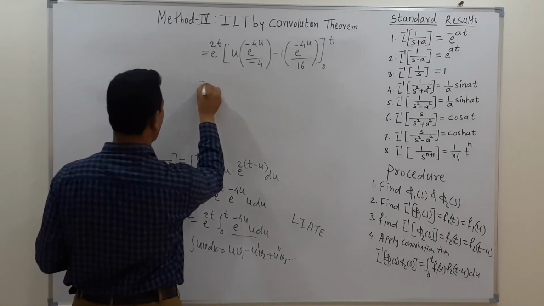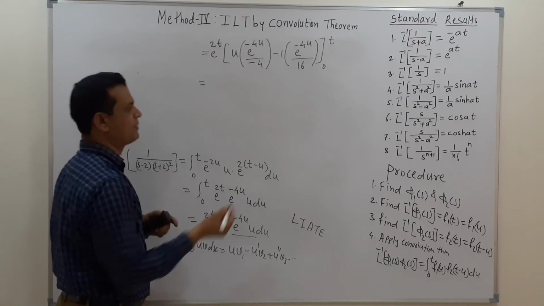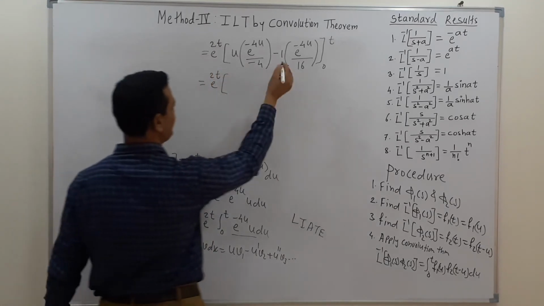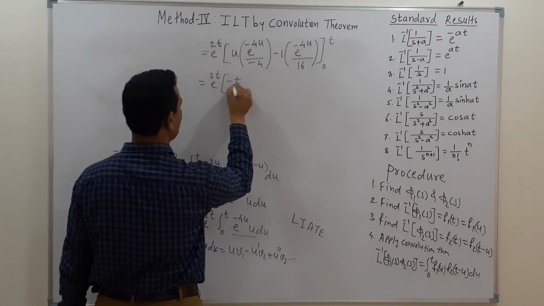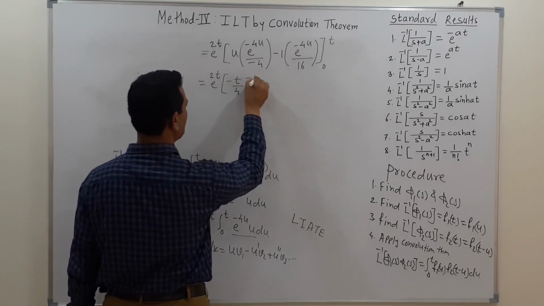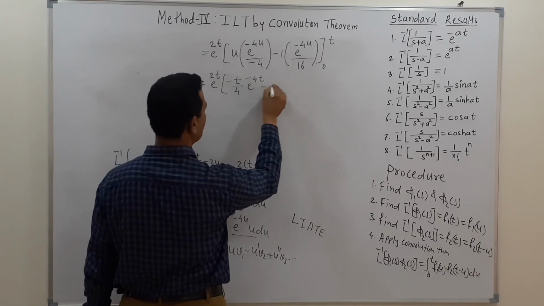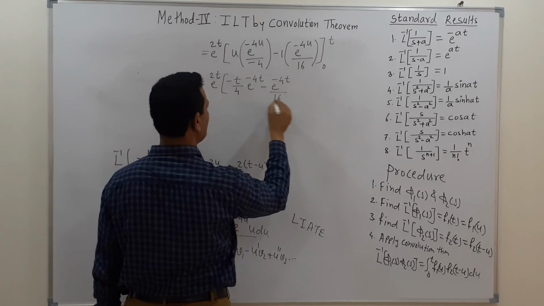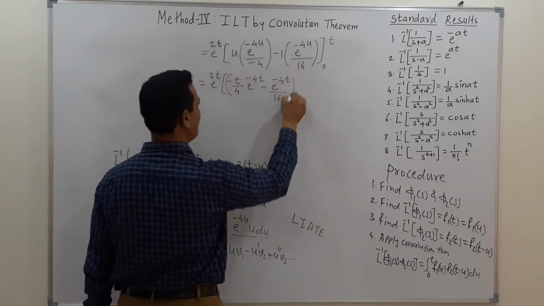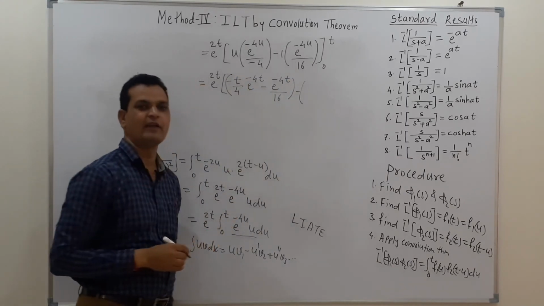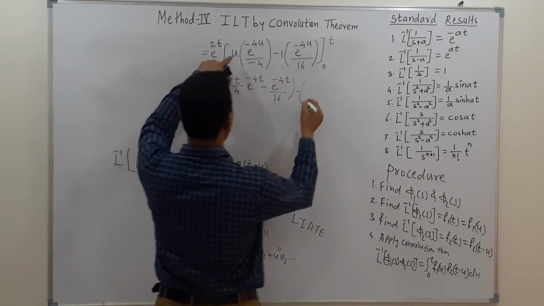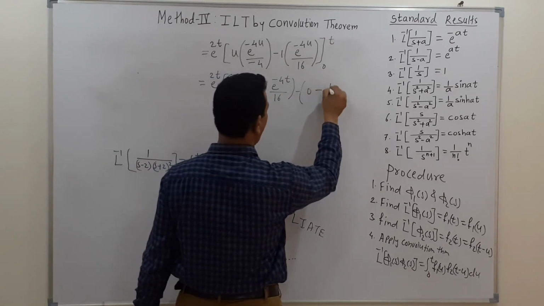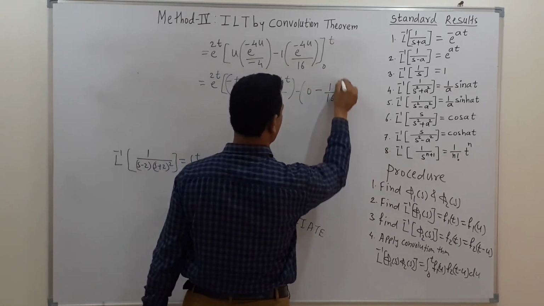Now here friends, put the value of upper limit and put the value of lower limit. Upper limit is t, we can write this as e raised to 2t, then this is minus t by 4 e raised to minus 4t, then this is minus e raised to minus 4t upon 16, this is upper limit, one bracket, minus, put the value of lower limit is 0, so u is equal to 0, first term is 0, then this is minus 1 upon 16.